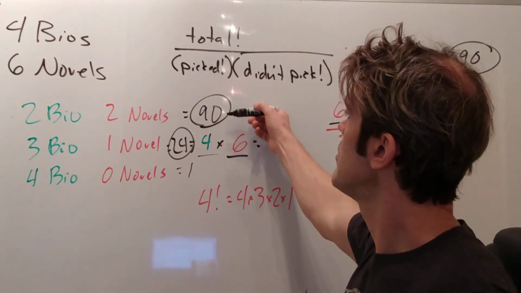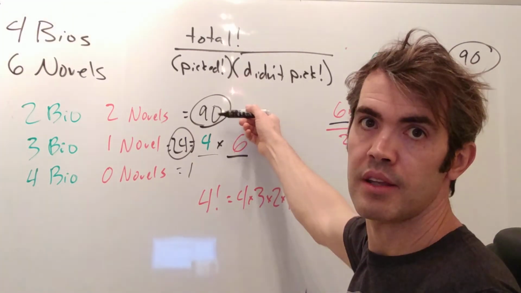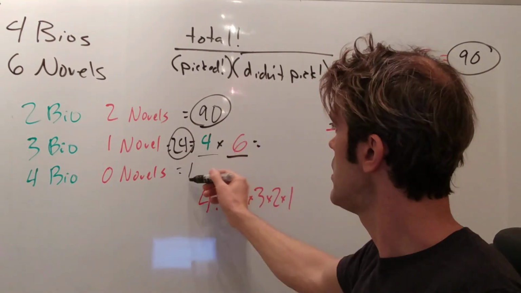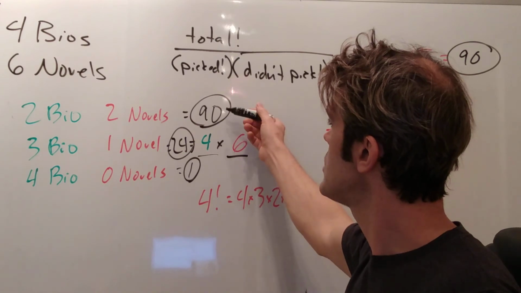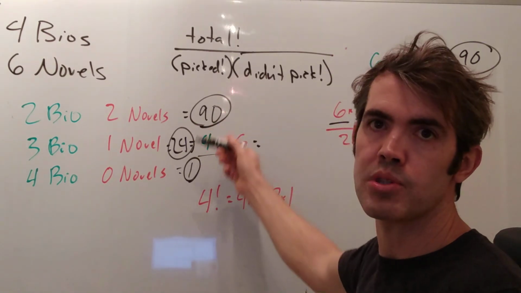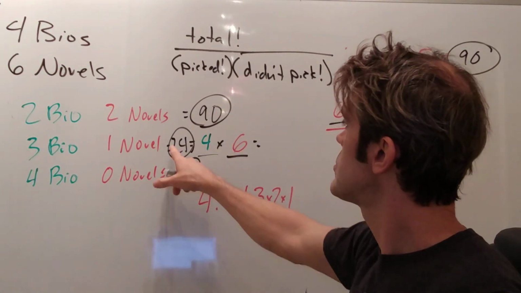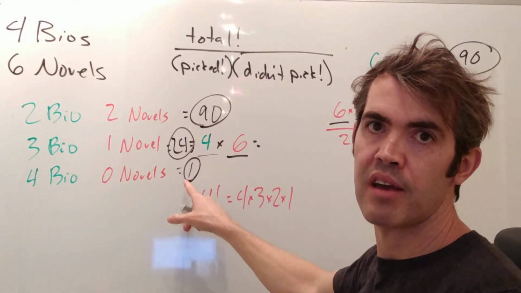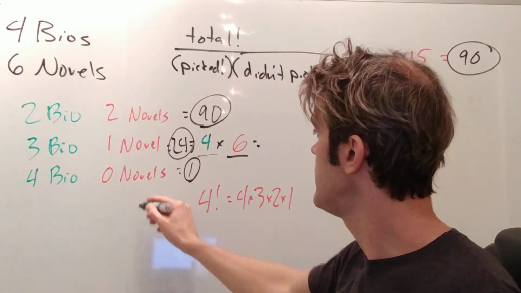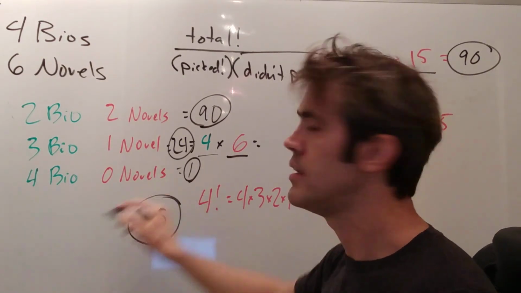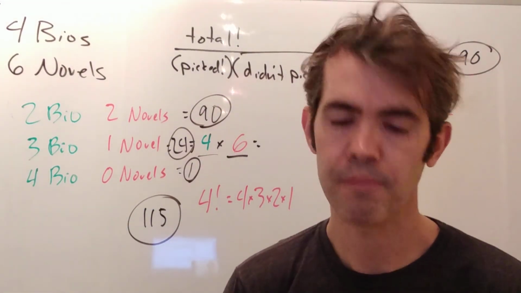Alright, so we're nearly done with this. We figured out that in the first scenario there's 90 ways to do that. In the second there's 24 ways to do it. And in the third there's 1. So at this stage I tried to line these up so we could add them in our heads pretty quickly. 90 plus, look, 24 plus 1 is 25. 90 plus 25 is 115. That is my answer. Cool?